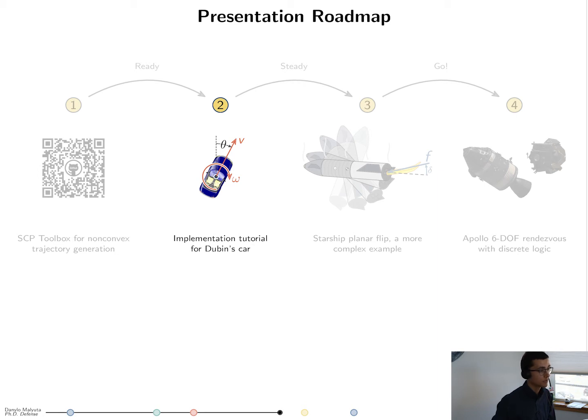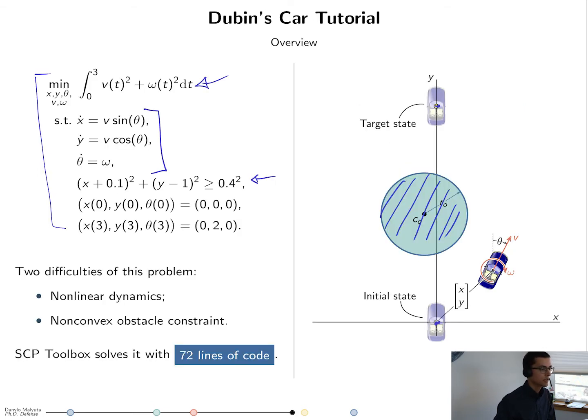So moving on to the second part of the presentation, I will briefly show how you can use the SCP toolbox in order to solve a simple problem, just to motivate how the whole thing works. So Dubins car is a simple model of a 2D vehicle that drives on a plane. And the optimal control problem looks as follows. There's a cost to minimize, which is your use of control effort. There are nonlinear dynamics. There's a non-convex circular obstacle constraint that you don't want to drive in. Maybe it's a pedestrian. And there are boundary conditions. So you want to go from here to here, while avoiding the obstacle.